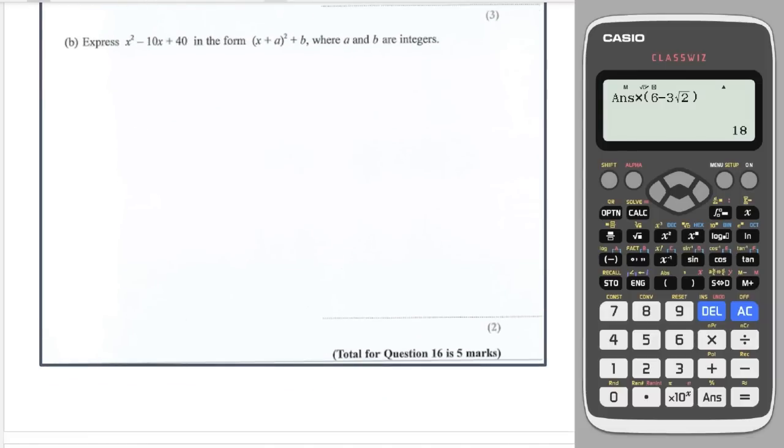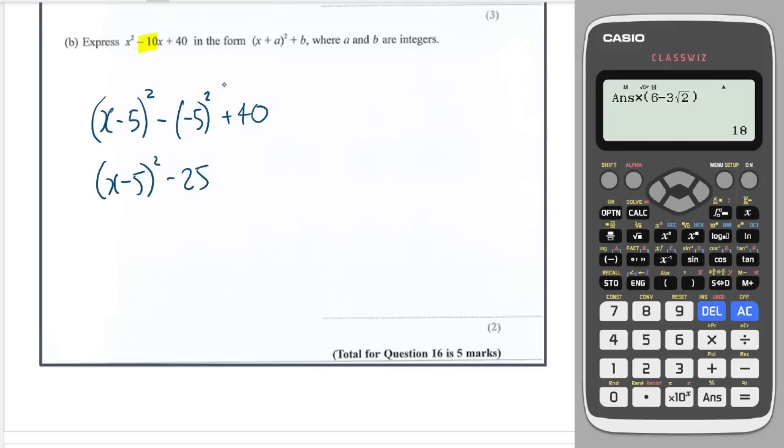Completing the square, the most important part is this term here, the b term. I half that, and I write x minus 5 all squared, and then I always take away whatever that half term was, which is minus 5 squared. And I've also got to add on 40. Okay, this gives me x minus 5 all squared minus 25, because minus 5 squared is 25, and then we're taking it away, plus 40, and minus 25 plus 40 is plus 15. So x minus 5 squared plus 15.